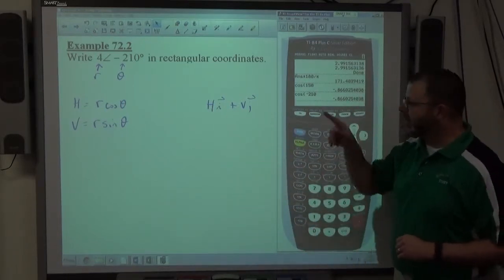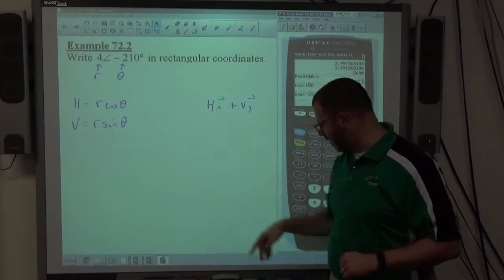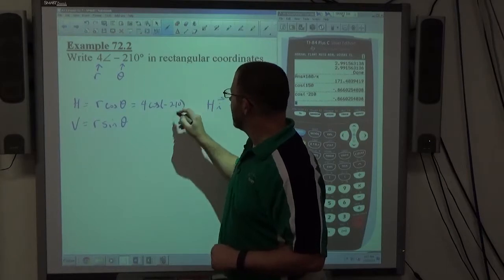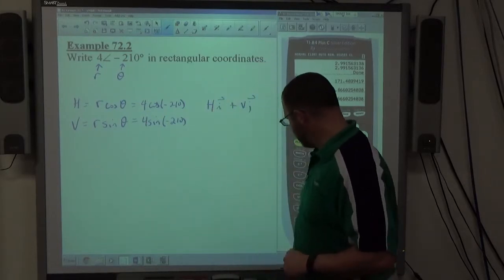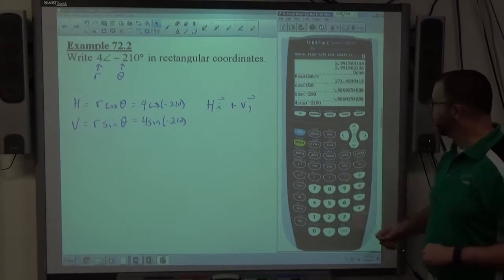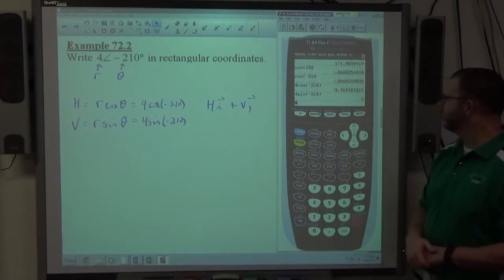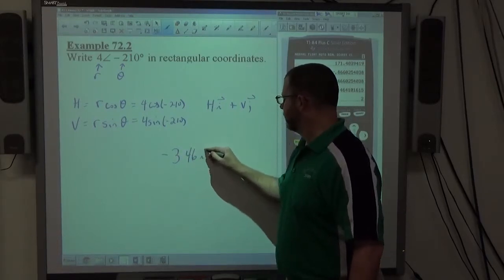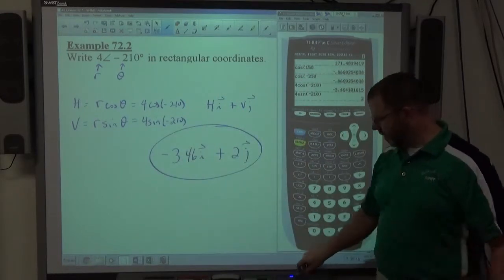Just know that the same thing we did to go from polar to rectangular before is the exact same technique. So in this case, h is going to be 4 cosine of negative 210, and v is going to be 4 sine of negative 210, and they equal whatever they equal. So 4 cosine negative 210 equals, 4 sine negative 210 equals. So we get negative 3.46i plus 2j. And there's our answer.